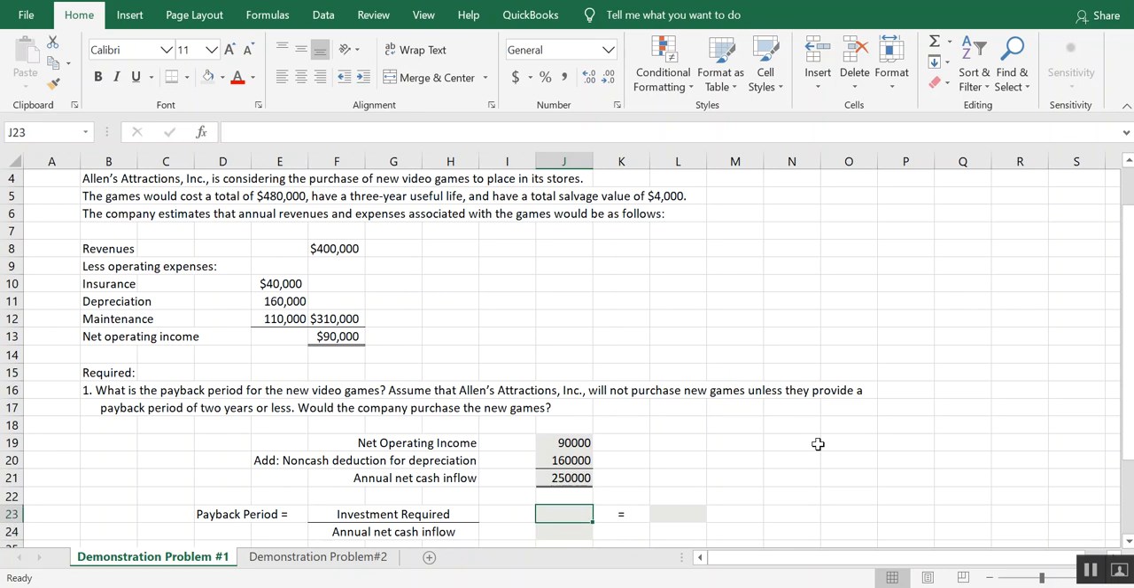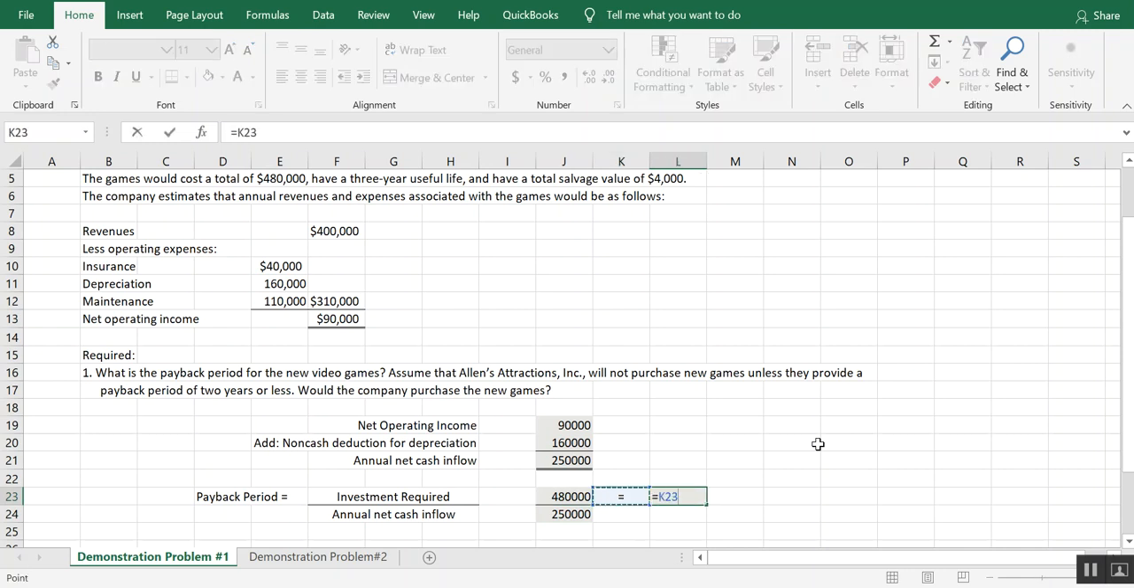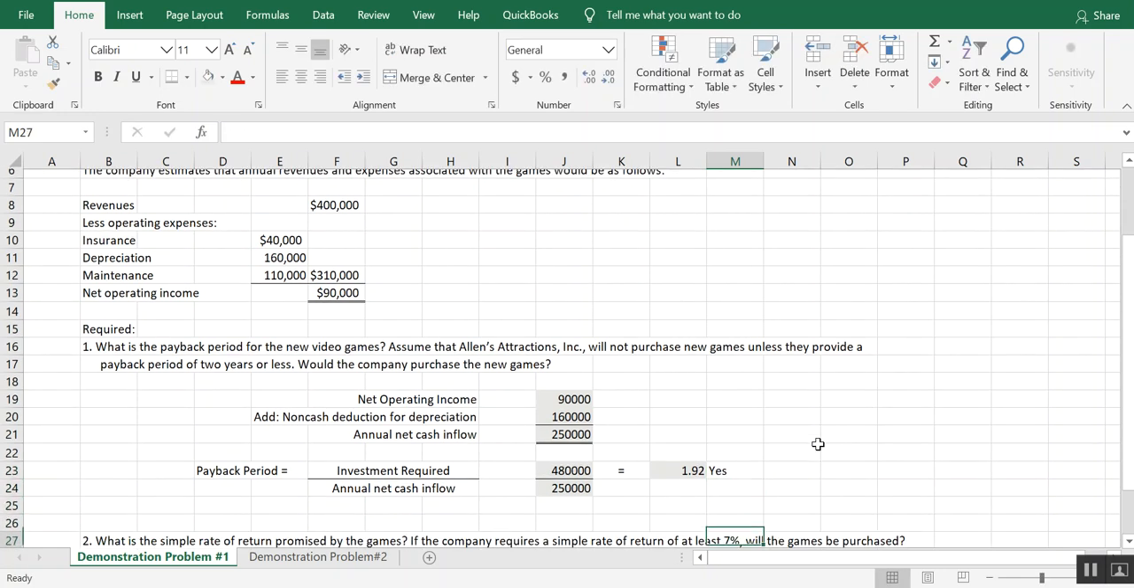So we have the investment required, and for Allen, it's 480,000. And the actual return, or cash inflow, after we disregard the non-cash expense for depreciation, if we just divide these, we get a payback period of 1.92, which means it will be slightly less than 2 years when those pay back. So this would be yes, we would want to do this. We would accept that project.